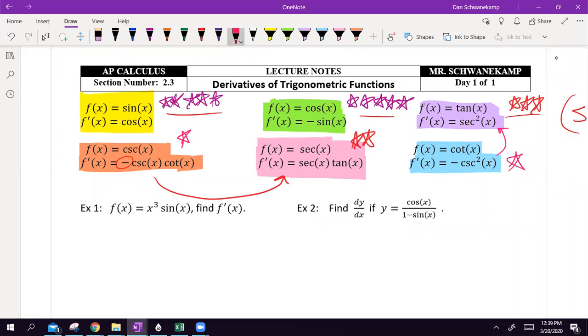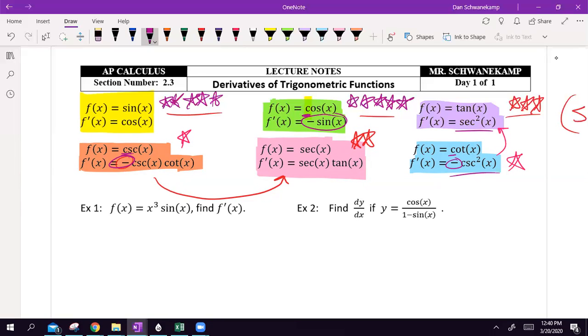The first two, super important. Tangent, you definitely need to know it. A quick reminder here to help you out: any one that starts with a C, so cosine, it's negative sine. Cosecant, it's negative. Cotangent, it's negative. If it starts with a C, it is negative. And remember that tangent and cotangent have very similar derivatives. Cosecant and secant have very similar derivatives. Just be able to keep them separate.